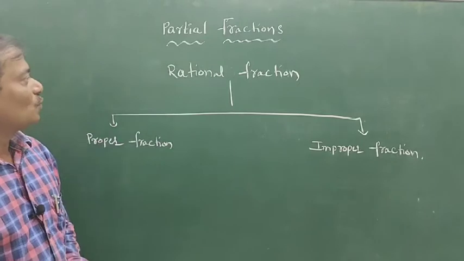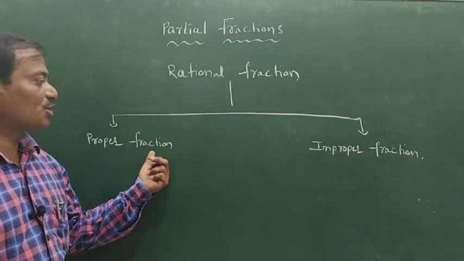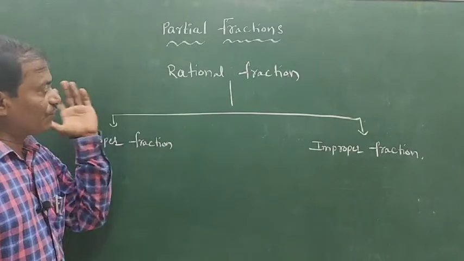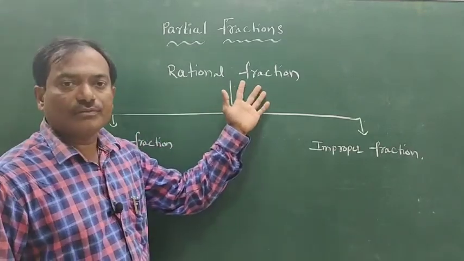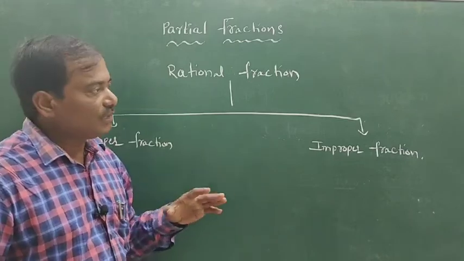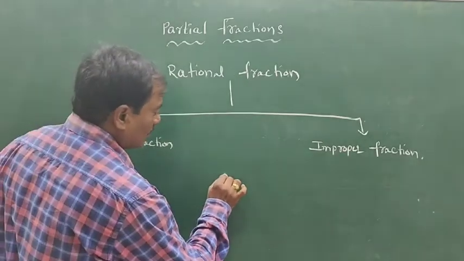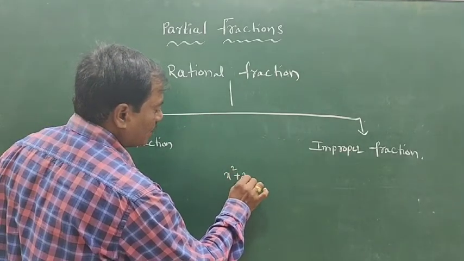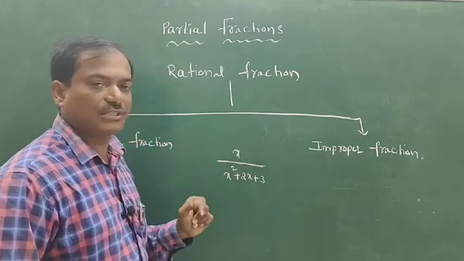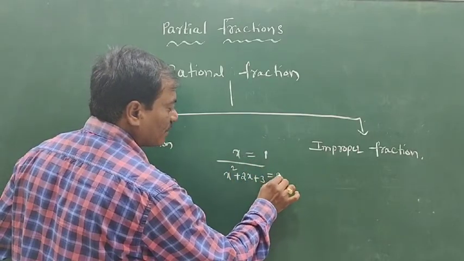Students, now the rational fraction is classified into two types: proper fraction and improper fraction. So if, for example, one rational fraction is given, how do we classify it as either proper or improper? We are taking one example here: x by x square plus 2x plus 3. Here the degree of f of x is 1 and the degree of g of x is 2.